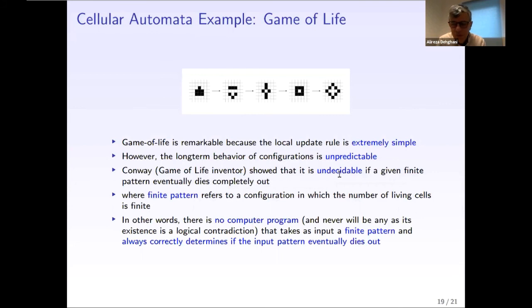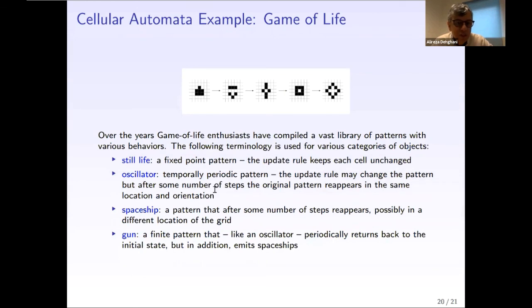You remember, we talked about the Turing machine, and whether the halting problem happens here or not, whether a specific problem is decidable or not. Conway showed that it is undecidable whether a given finite pattern eventually dies completely out, where a finite pattern refers to a configuration in which the number of living cells is finite. In other words, there is no computer program, and never will be any, as its existence is a logical contradiction, that takes an input of a finite pattern and always correctly determines if the input pattern eventually dies out. So that's the reason, okay?